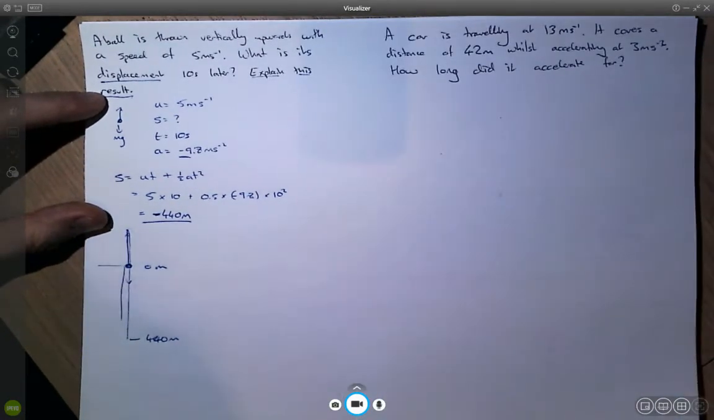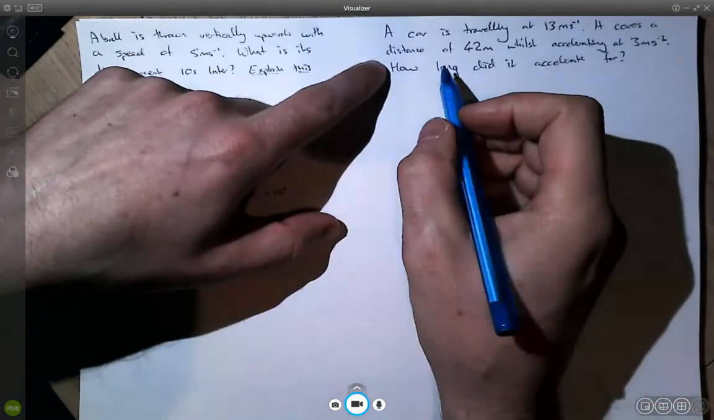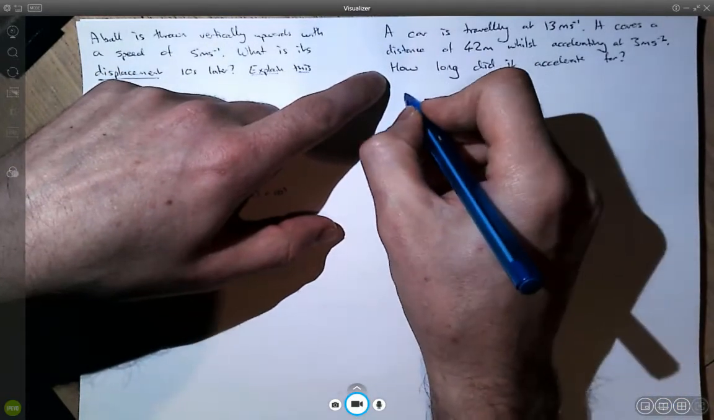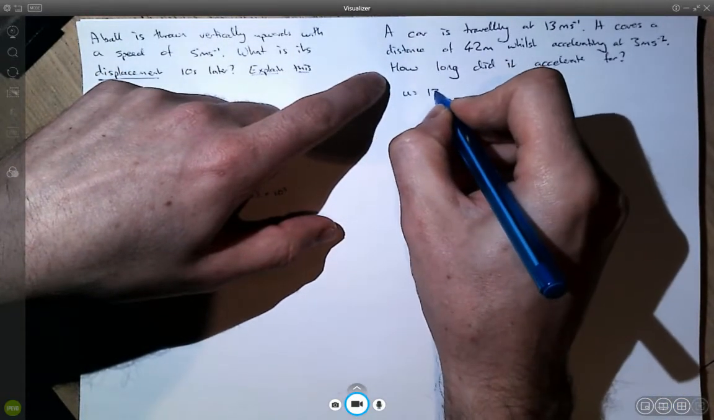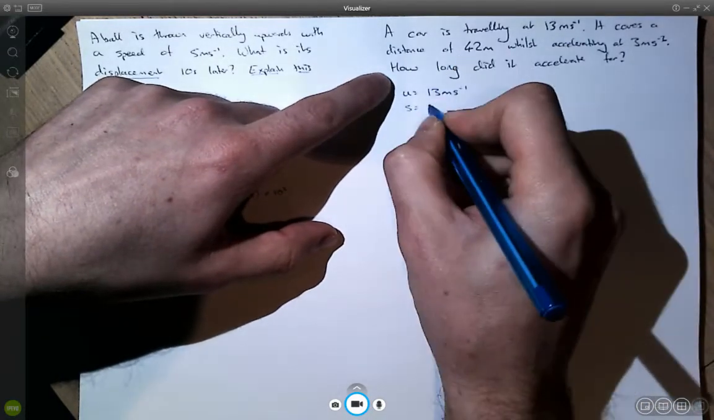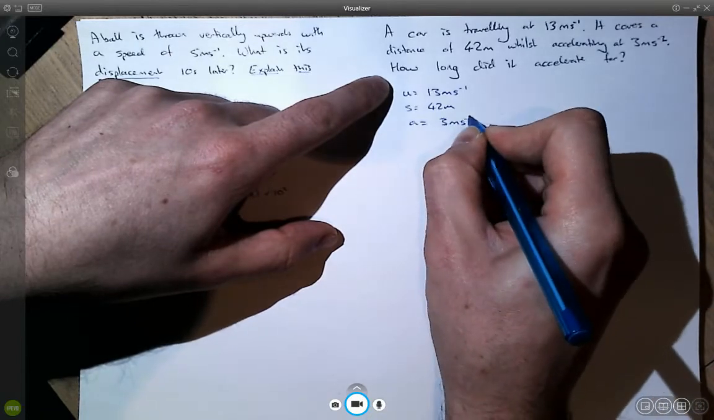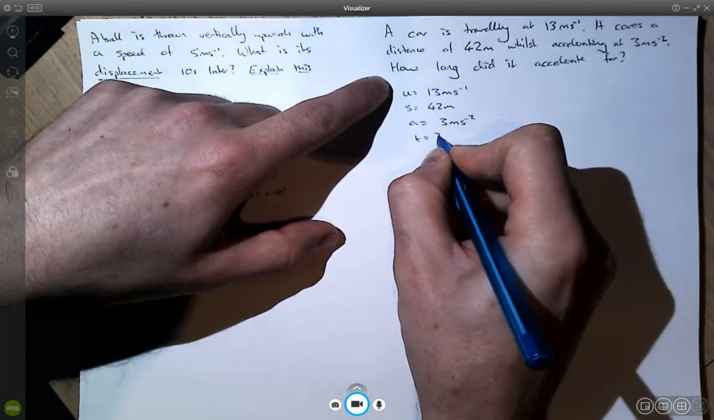Question 2. Pause the video now and try this question. Let's write down our variables. Our initial velocity is 13 meters per second. The distance it travels is 42 meters. The acceleration is 3 meters per second squared, and we're being asked to find the time.